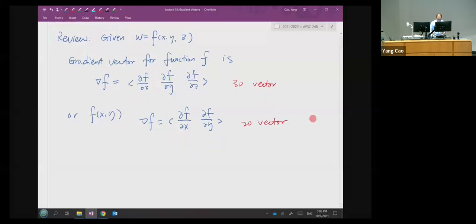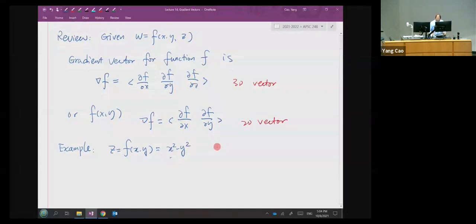So let's take a look at an example of a function of 2 variables. Here's a function, f of x y equal to x squared minus y squared. And if you remember, this one is a saddle surface, right? So you have x squared minus y squared. The question is, let's say, to find del f and also del f at 1, -1.